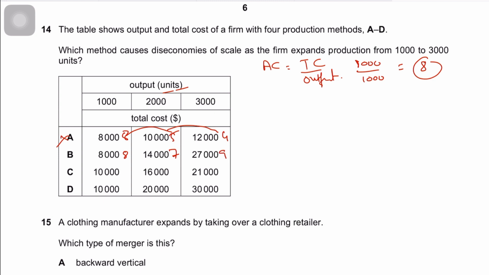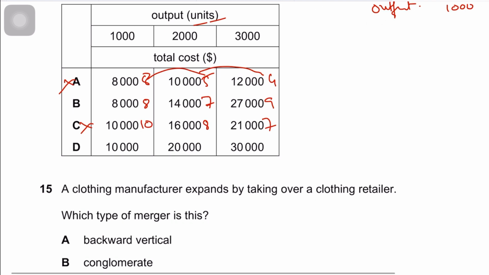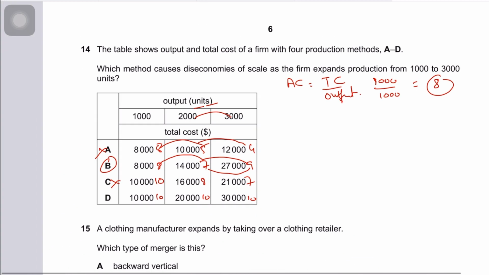Let's see the other ones as well. In option C, the average cost would be 10, then 16 over 2, the average cost is 8, then 21 over 3, the average cost is 7. So option C is not the answer, because over the entire range of output the average cost is going down. Here the average cost is 10 throughout, so it is neither decreasing nor increasing. So B is the correct answer, because your average cost initially goes down and then it actually increases. Definitely from 2,000 to 3,000 units, you can see that your average cost is going up.